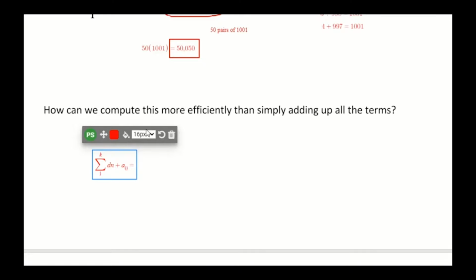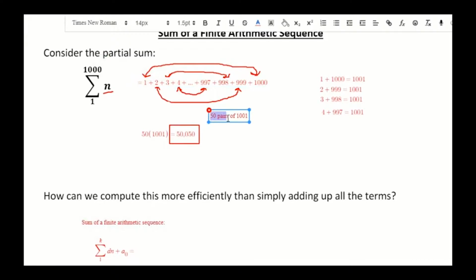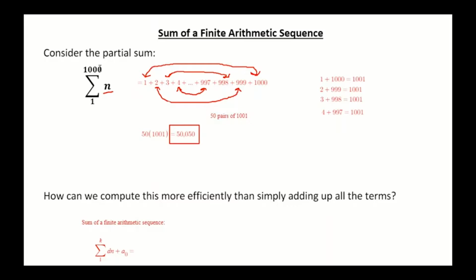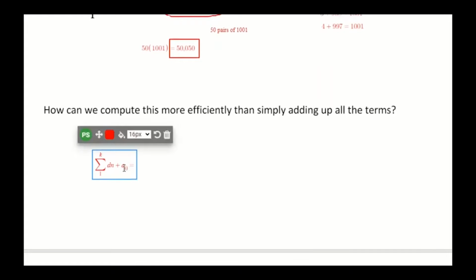is, now let's go back up and think through how we did this, right? First of all, how many pairs were there? There were 50 pairs. That was equal to half the number of values that we are calculating. So half of k would be k over 2, right? So that's the number of pairs.